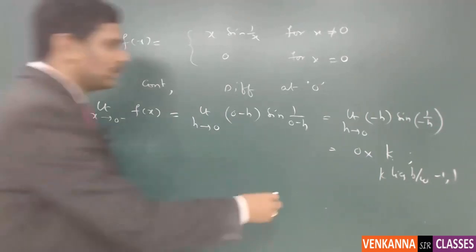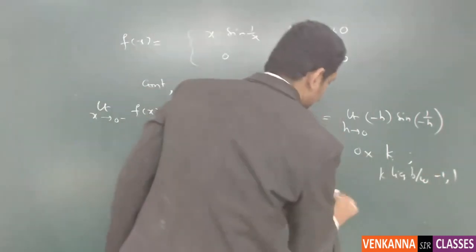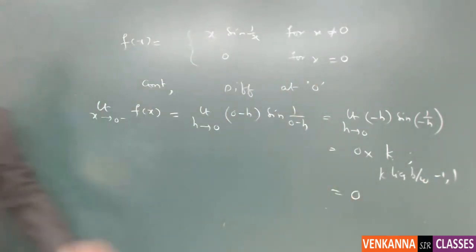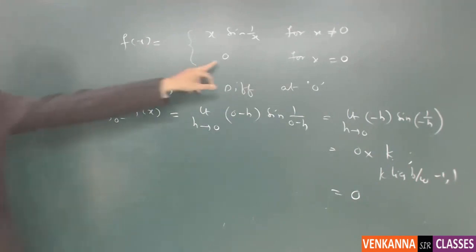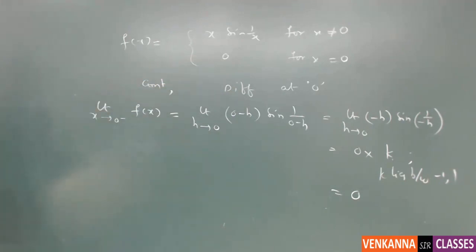So the result is 0 here, because 0 into some constant will give the 0 value. Similarly, if you calculate the right limit, it is also 0. So you have the left limit, right limit and function value, all the three values are equivalent to 0. Hence, it is continuous at the point 0. Accepted?